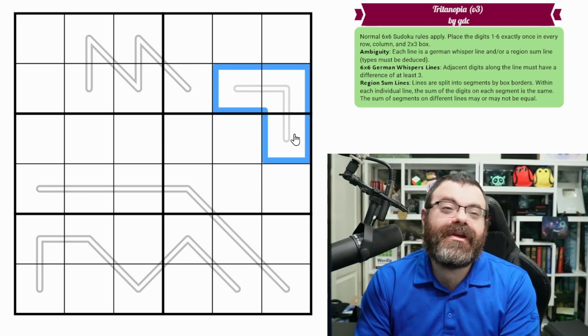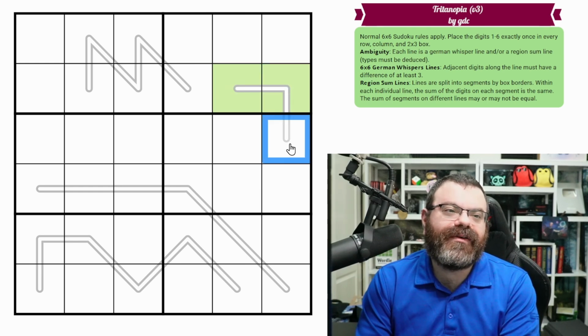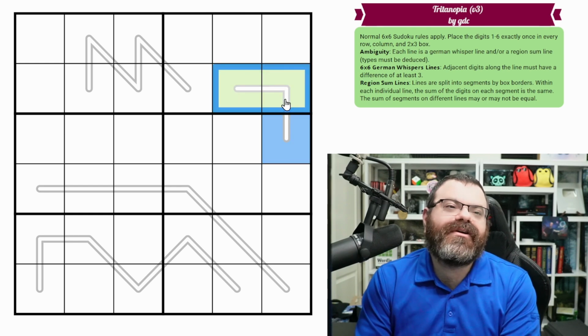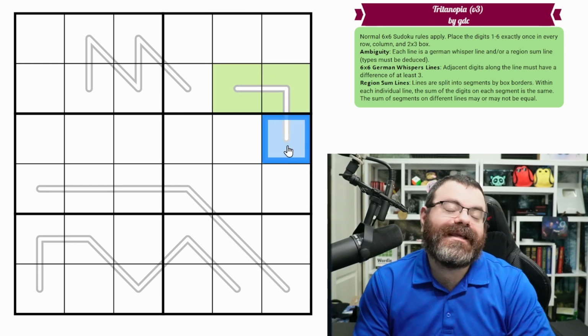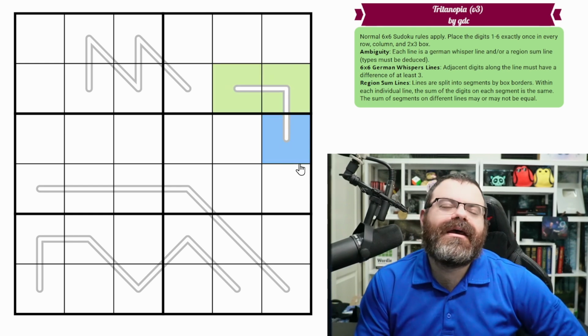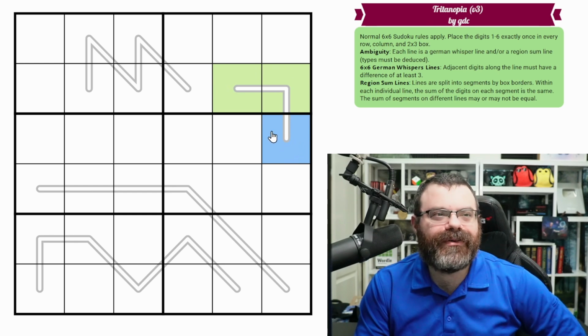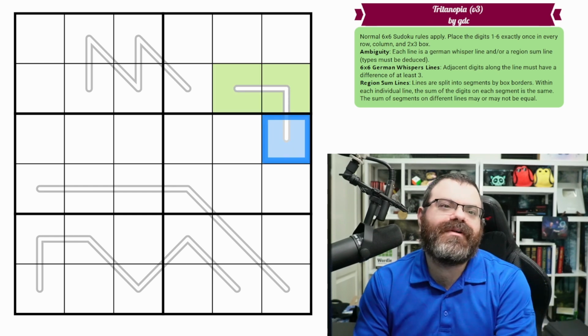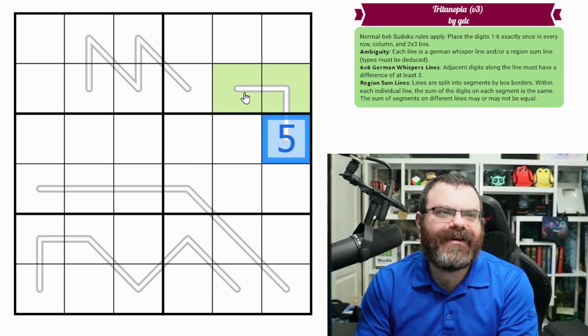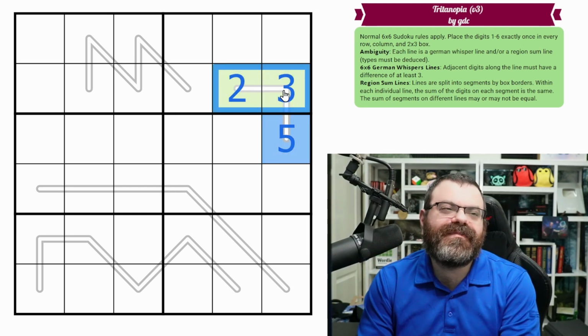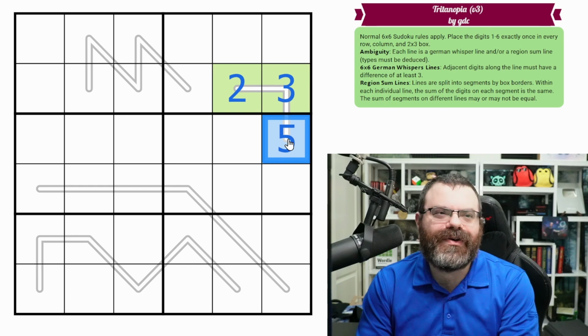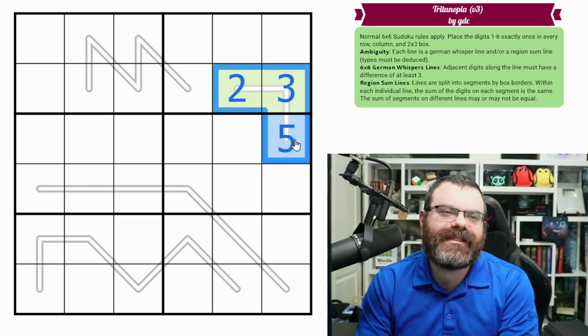All right, or it could be a region sum line. What we do is we split the line into segments based on when it crosses box borders. So we've got our green segment and our blue segment. A segment can be 1 cell long. Now the sum of each segment on the same line is the same. So whatever this would be, say a 5, let's keep using 5. This could be 2, 3, because 2 plus 3 is 5 and 5 on its own is 5. So the sum of each segment is the same.